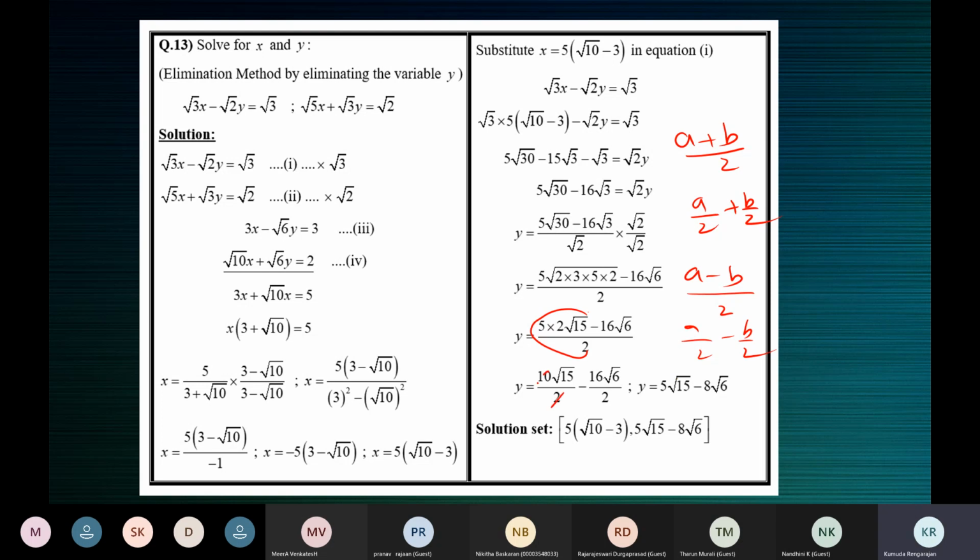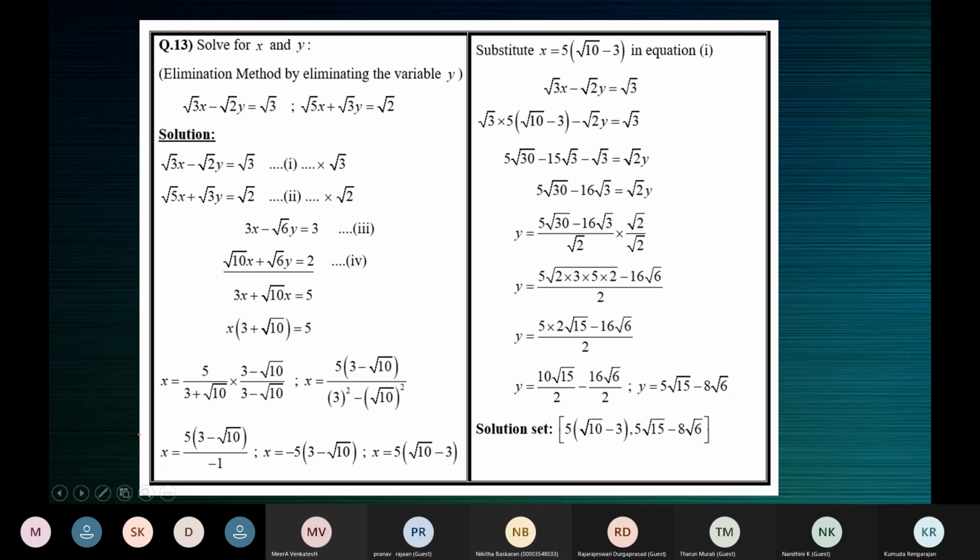Then 2 1s are 2, 5s are 10. 2 1s are 2, 8s are 16. So you can see 5 root 15 and 8 root 6. So this is the value of X and this is the value of Y.